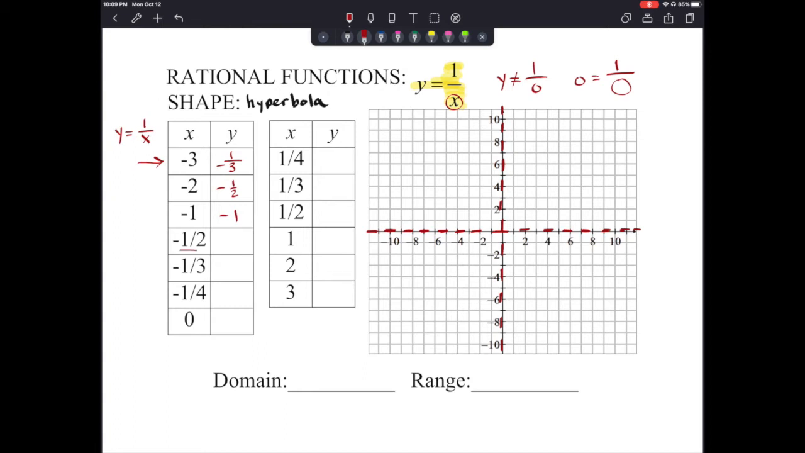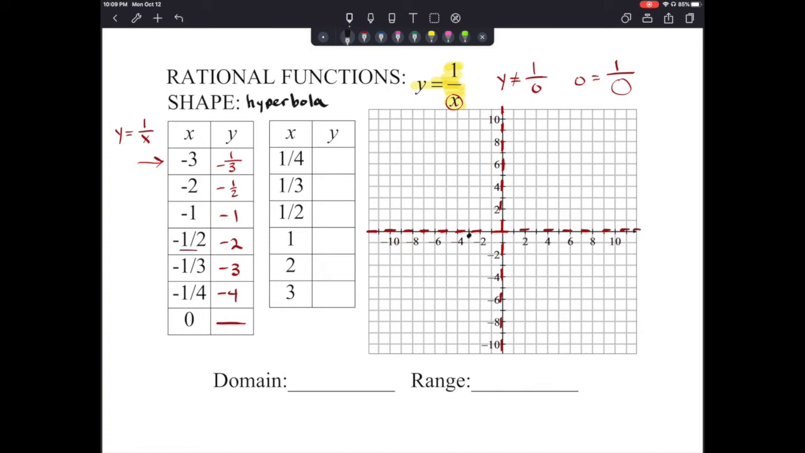1 divided by -1/2 would be -2. We would end up with a -3, a -4, and then this one is undefined at 0. Let's go ahead and plot those points, see where they are going to be. So we had -3, -1/3, which you'll see is right down here.